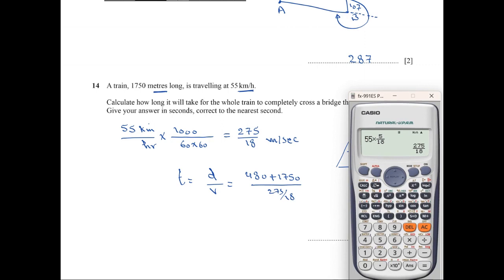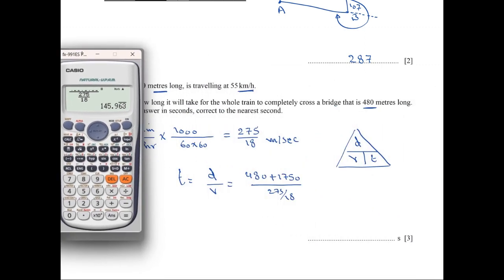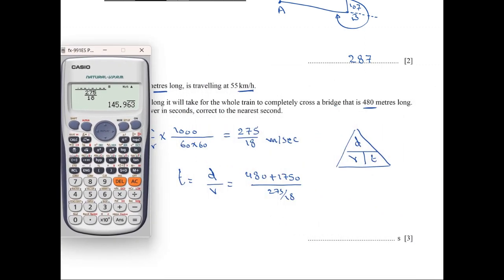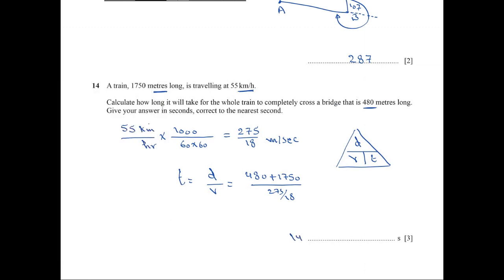Using the calculator, 480 plus 1750, the length of the train, over 275 over 18. And the answer is approximately 145.9, which is equal to 146 seconds to the nearest second.